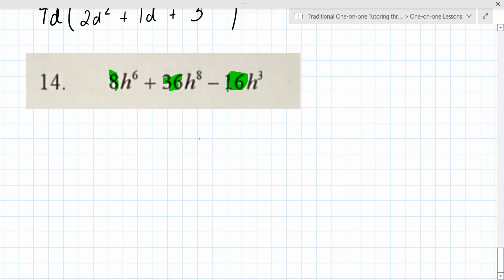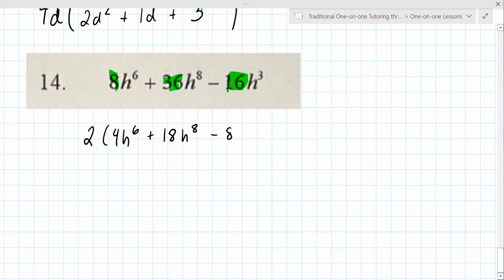4. It is 4. Yeah. Now let's just say you only came up with 2. Okay. 4h to the 6th plus 18h to the 8th minus 8h to the 3. I would hope you would realize, oh, 4, 18, and 8 are also divisible by 2. So you could do it again.